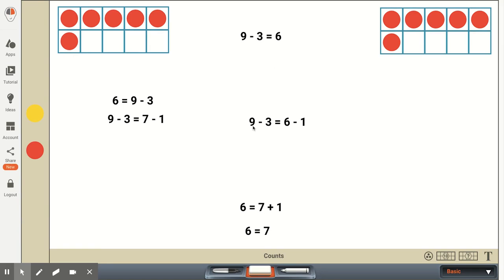So for the next equation, we have 9 minus 3 is equal to 6 minus 1. Well, we know 9 minus 3 on the left side is equal to 6. 6 minus 1 is equal to 5. So we would want our first graders to be able to tell us that this is a false equation and to show or tell us why.